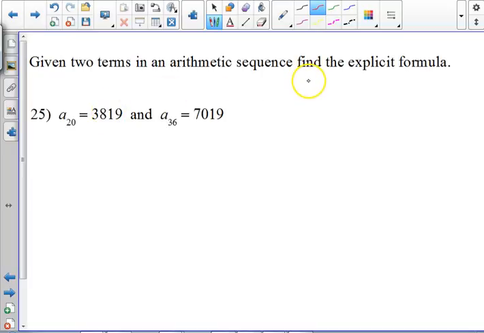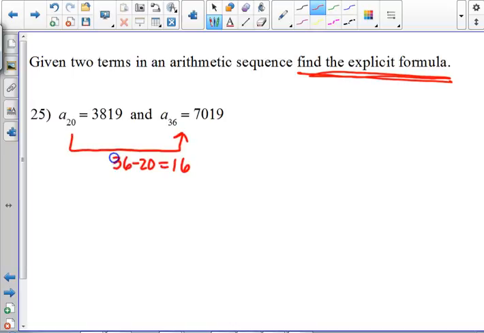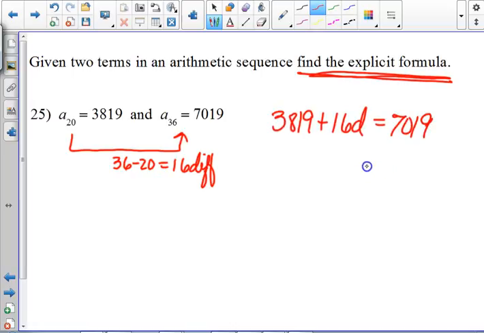Now they want us to do the same thing, except this time, after we find the difference, we have to write the formula, which means we're going to have to find what term? The first one. Okay, I warned you this was coming up. All right, first of all, let's find the difference. How many differences were in here? 16 differences were added. So 3819 plus 16 differences gave us 7019.